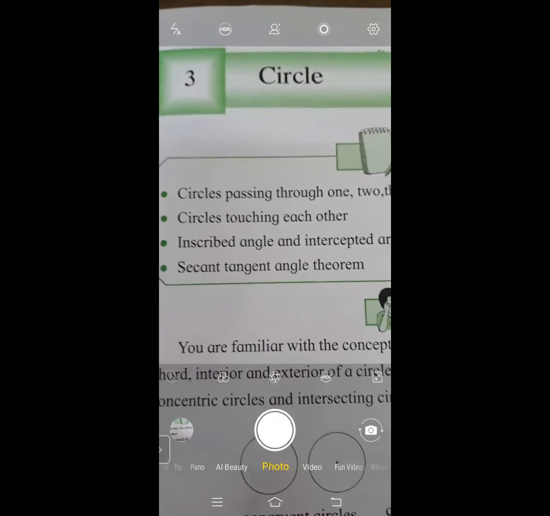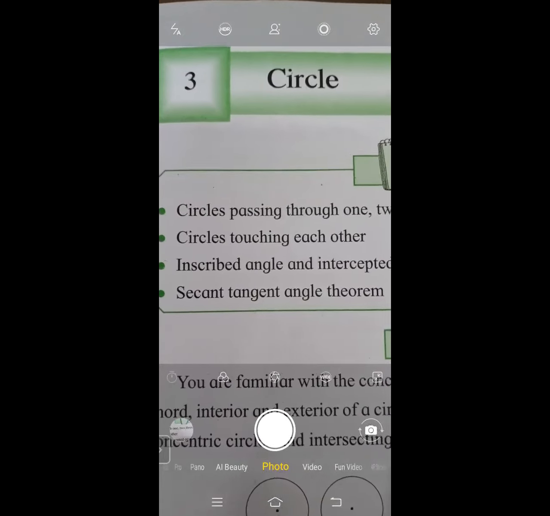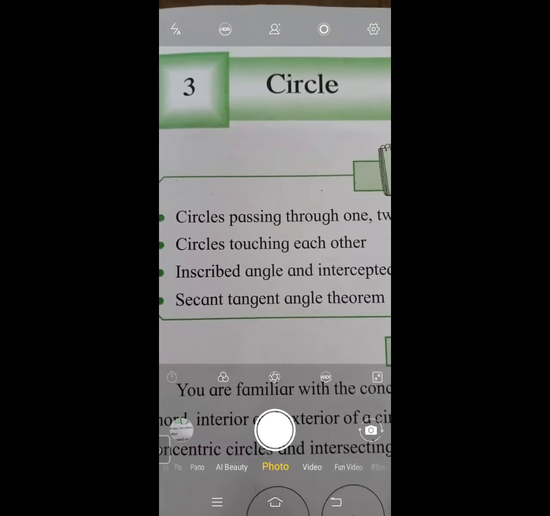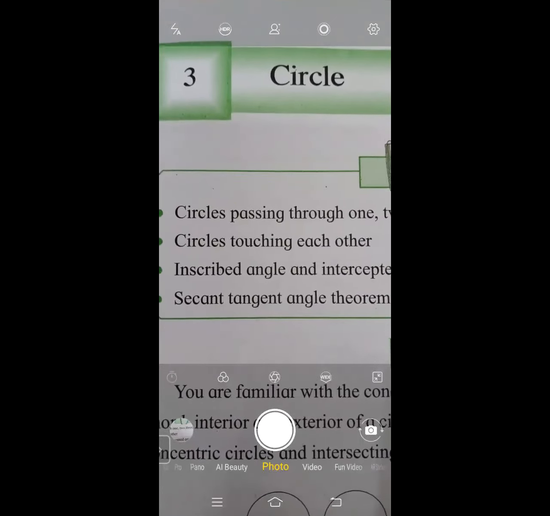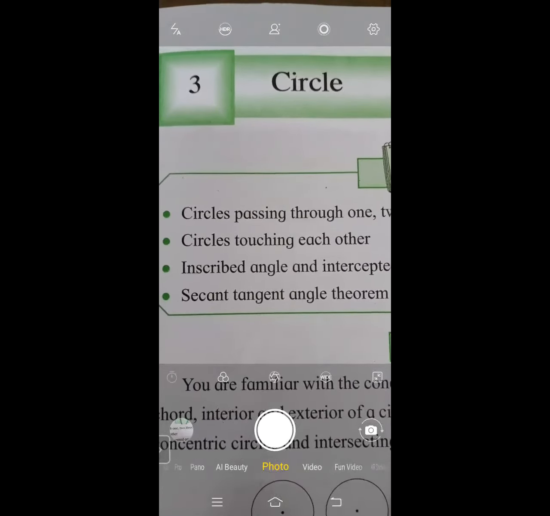Myself Amruta Dhadge from Khernagar Municipal English Medium School. We are back here with our interesting subject geometry and our very interesting lesson, which is circle. So let's start today's session with our chapter circle.